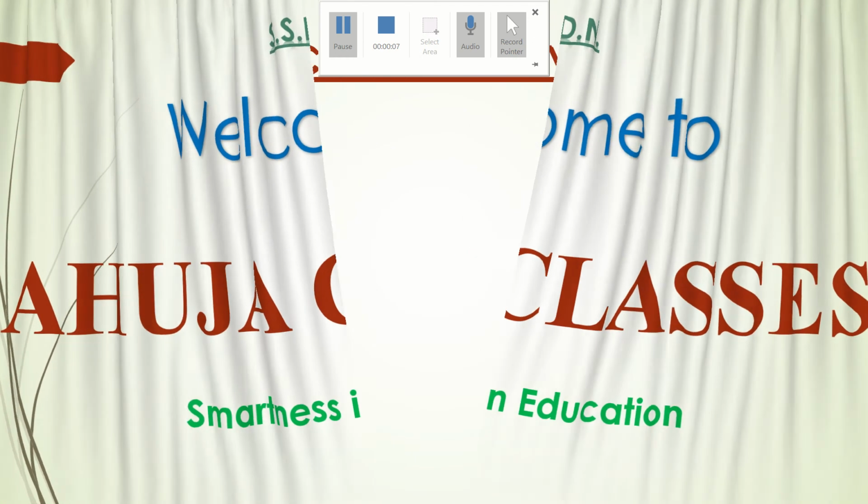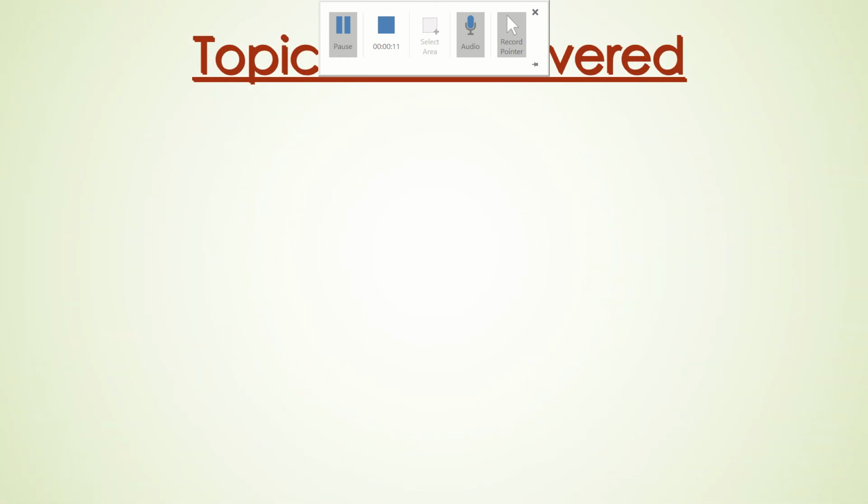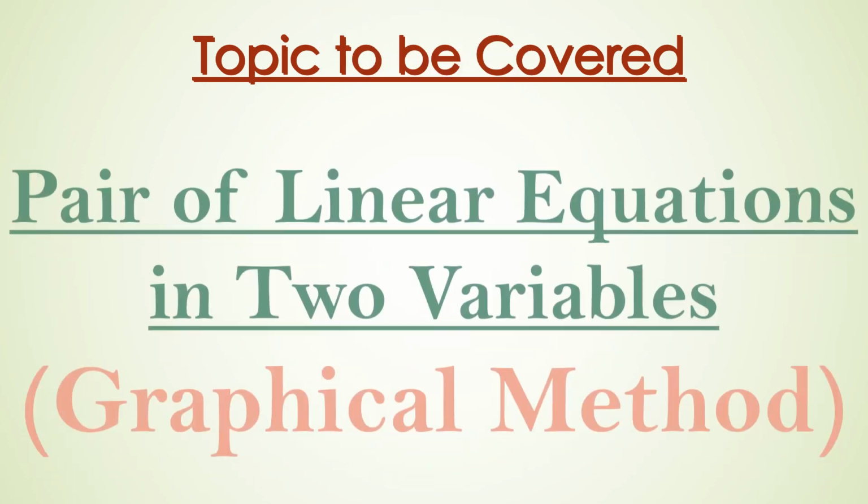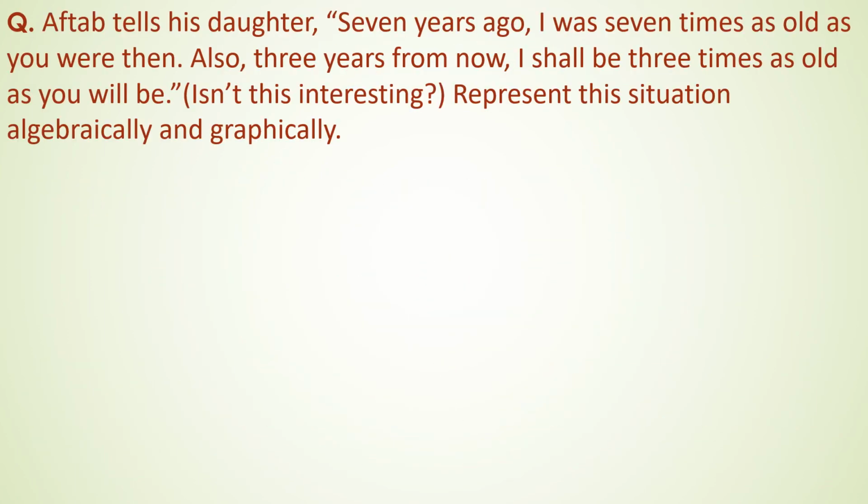Here we are going to learn the graphical representation and the graphical method of solution of linear equations in two variables. Let us see it by some problems. The first problem is: Aftab tells his daughter that 7 years ago I was 7 times as old as you were then. So, this is the age problem.